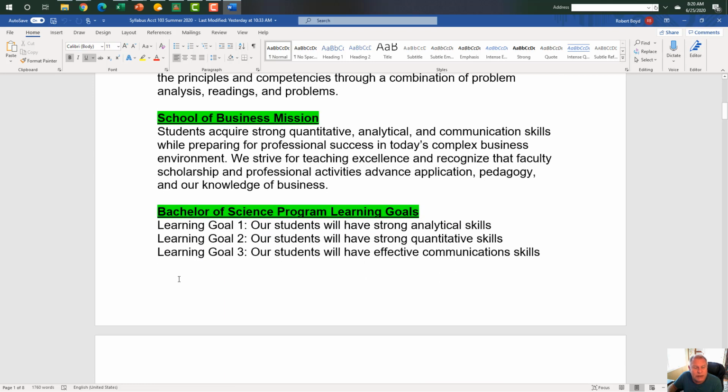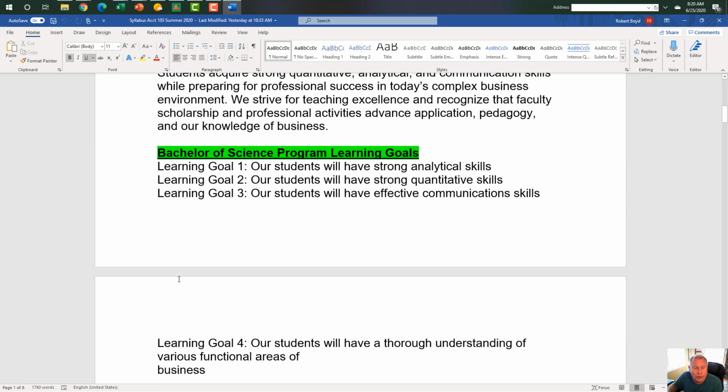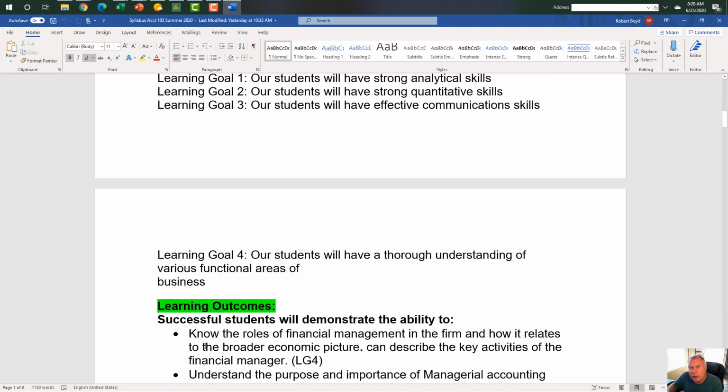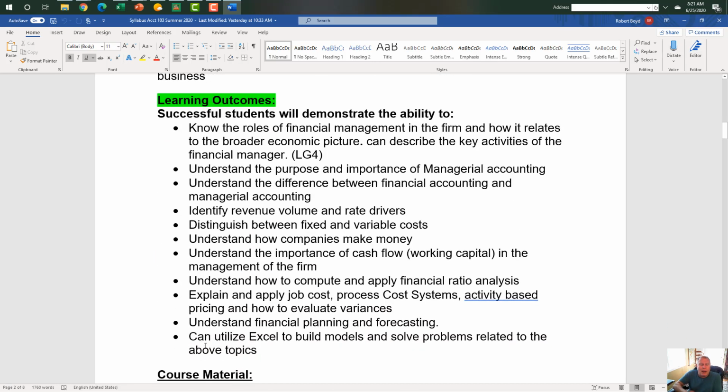We can see that this is consistent with the learning goals of the School of Business. The first one is you're going to have strong analytical skills. We'll do that. Strong quantitative skills. We'll do that here. Effective communication skills. You'll have a couple of opportunities to do that here. You'll understand how businesses are organized, how the functionality happens. So what will a successful student be able to do? They should be able to know the roles of financial management. How does it fit with the broader economic picture? And specifically, how does it work with the management of a firm?